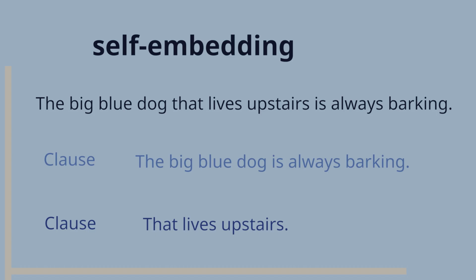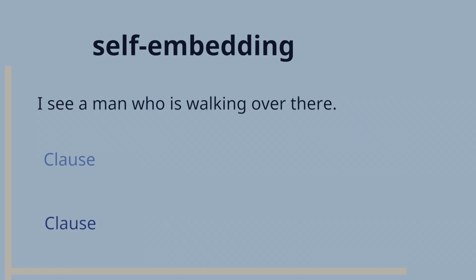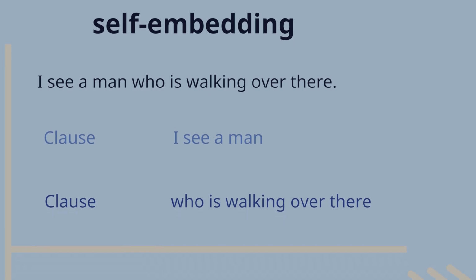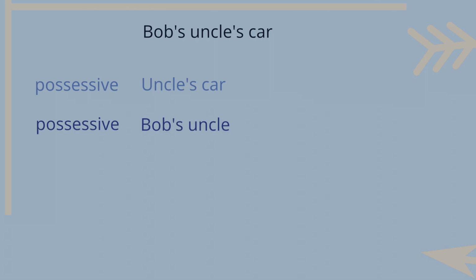But it can also be embedded elsewhere, like at the end of the clause, as in the sentence, I see a man who's walking over there. I see a man is one clause, and embedded at the end you have another clause, who's walking over there. Since it's embedded at the end, this kind of embedding is called tail embedding. But they're both cases of a clause inside another clause, so they're both self-embedding. Another example of self-embedding is when you have multiple possessives, like if I say Bob's uncle's car. I have one possessive embedded inside another possessive.